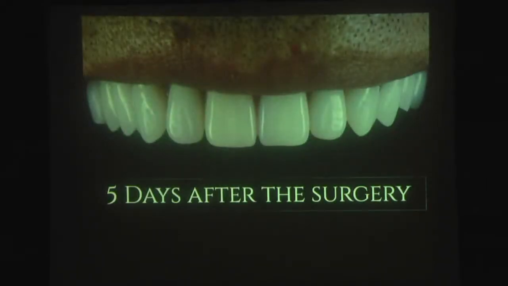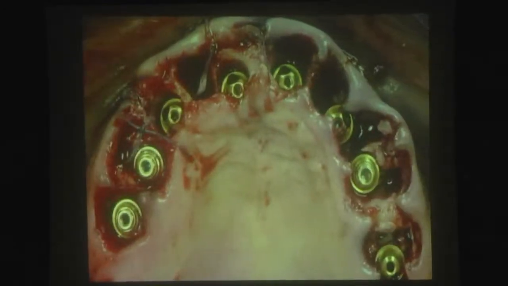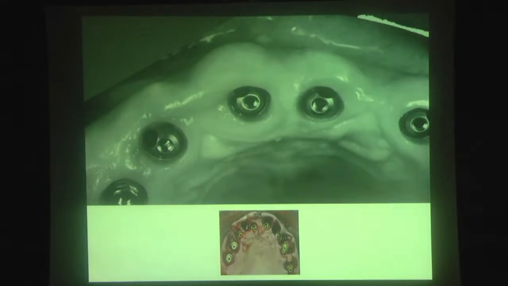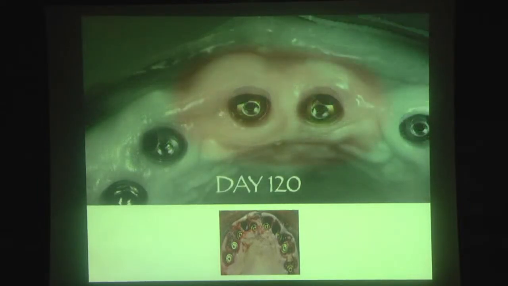And this is 5 days after the surgery. Everything went well. We were so lucky. The plan was good. The patient was good. I performed well. And at the end, it was so nice. And you see this picture, 4 months later, it became like this. And be careful, it becomes pink. The pink is the color that the periodontologist loves so much.